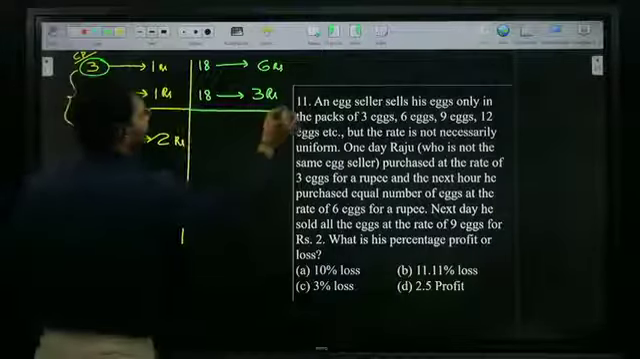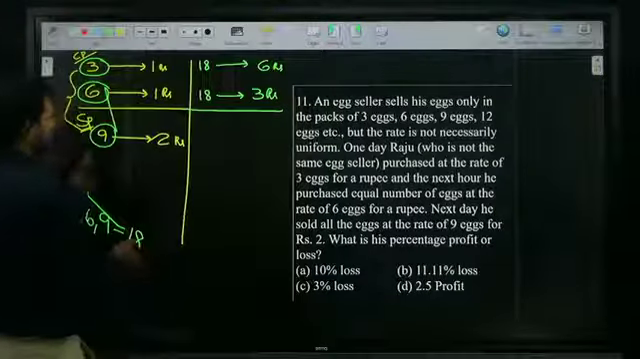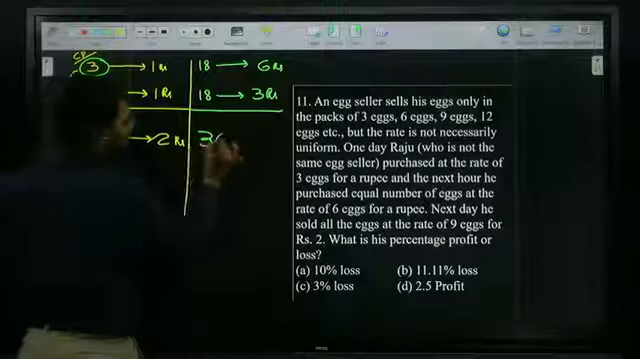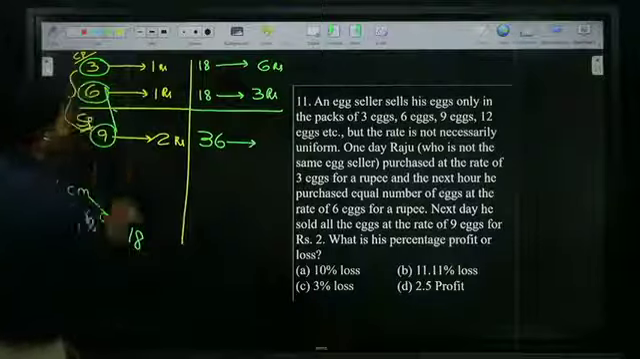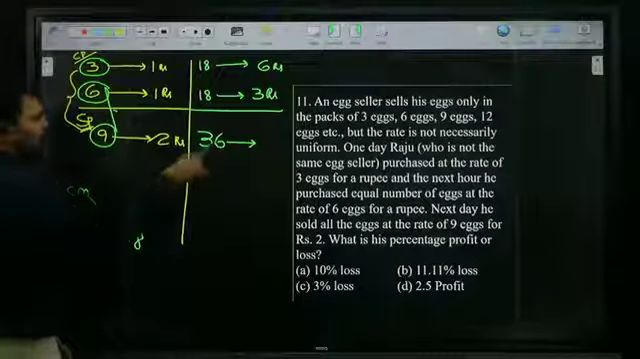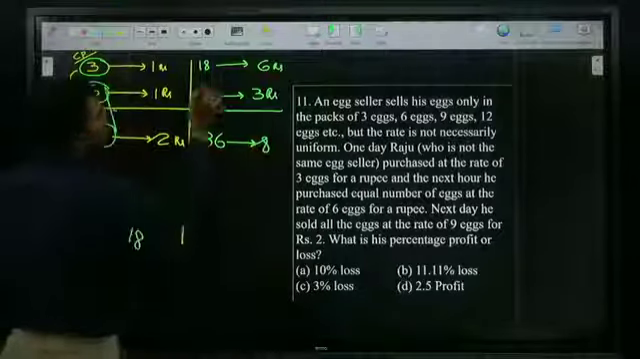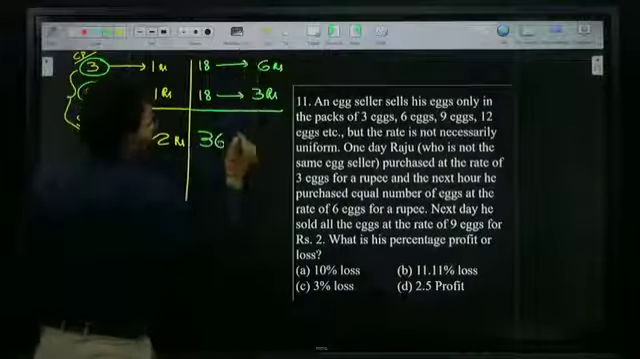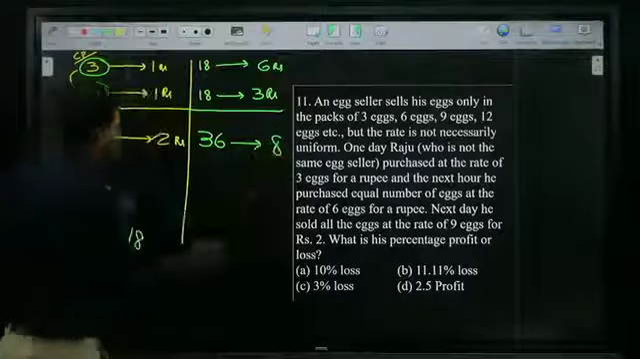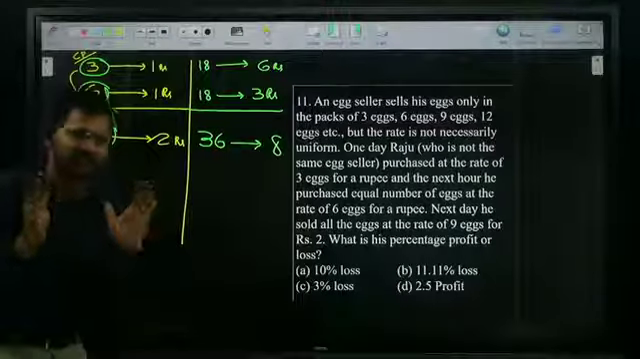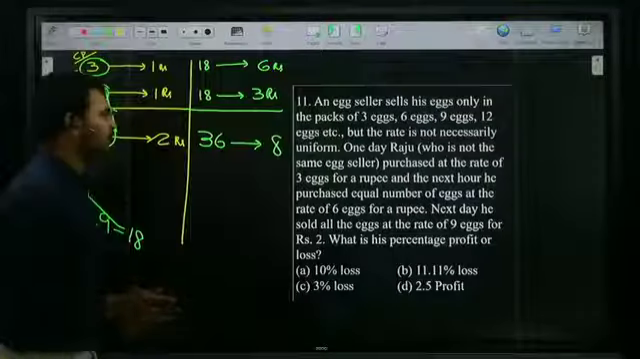Coming to the selling price. Total 18x, how many? 36x. So I need to solve for 36x. If 9x is 2 rupees, 9 how many times gives 36? 4 times. Therefore 4 into 2 rupees is 8. 9x selling price is 2 rupees, then 36x selling price is 8 rupees.